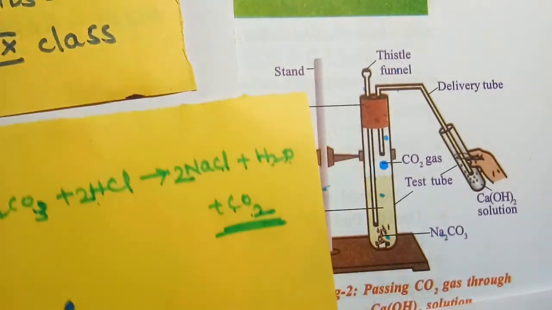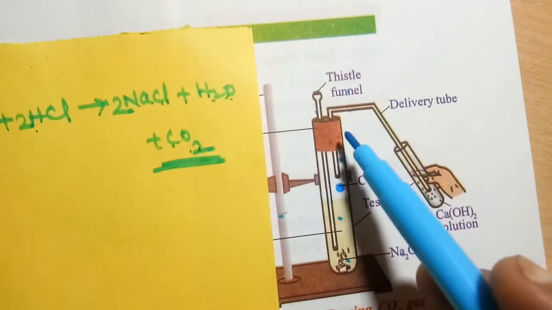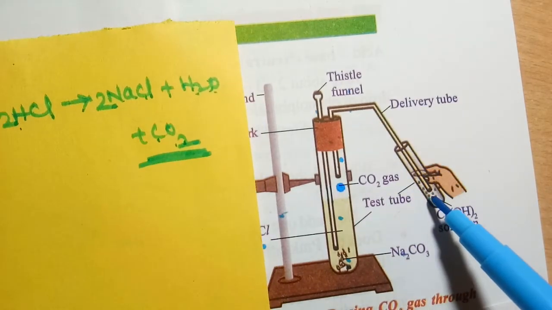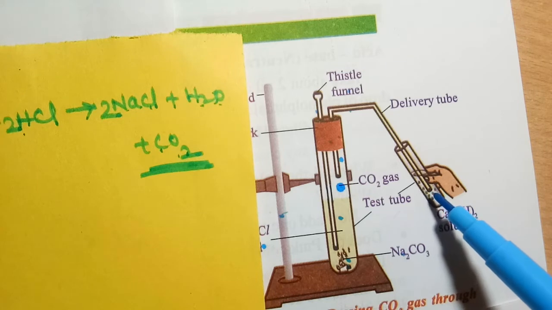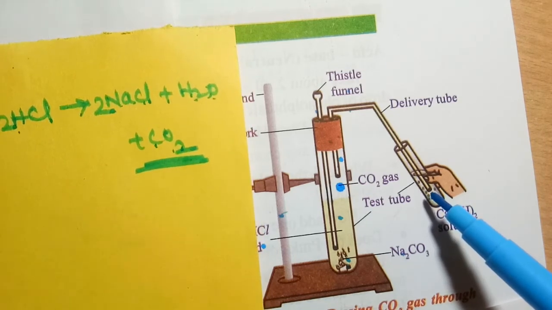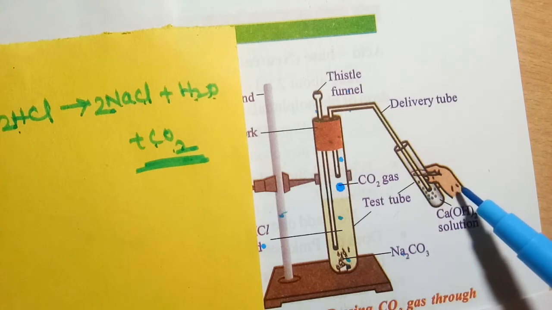How will this released carbon dioxide gas be passed? It is passed through the delivery tube into the lime water. What is the role of lime water? This lime water is used in order to detect the released gas. If it is carbon dioxide, the lime water turns milky white.